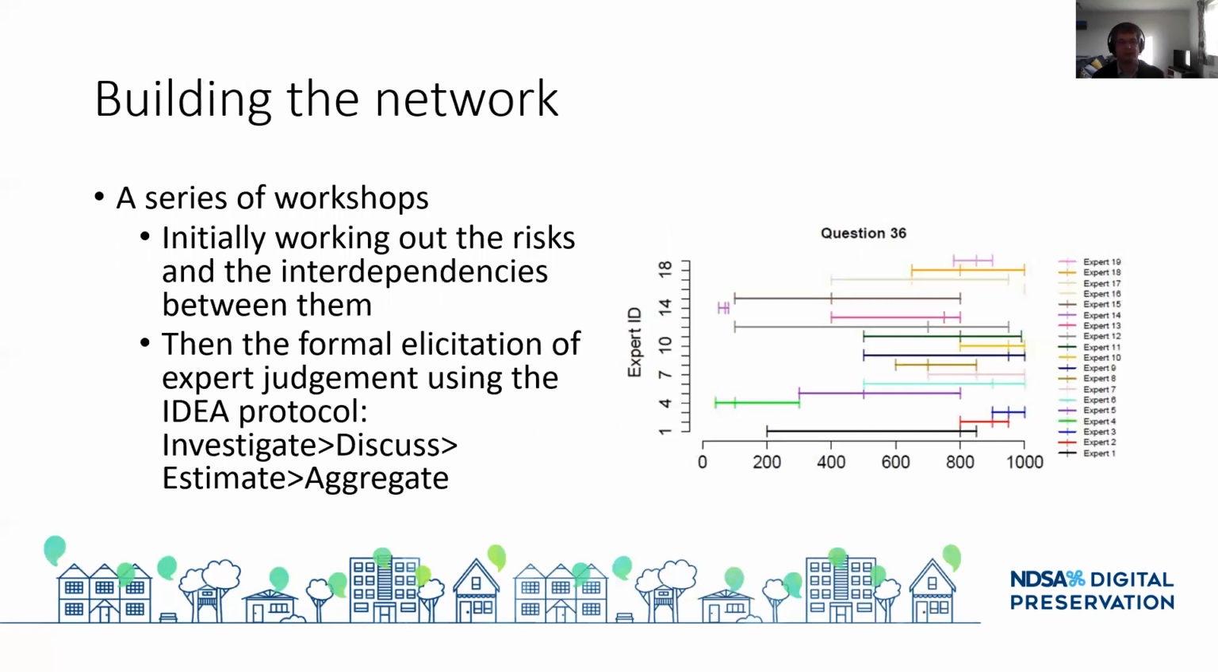So to build the network, both in terms of bringing experts together and the Bayesian network, we held a series of workshops, initially working out the risks that would form the model. Some things we potentially do affect it, but are a bit more outside our control. So it was a matter of finding the sensible bounds for the risks we were going to include, and then the interdependencies between them, how they affect each other.